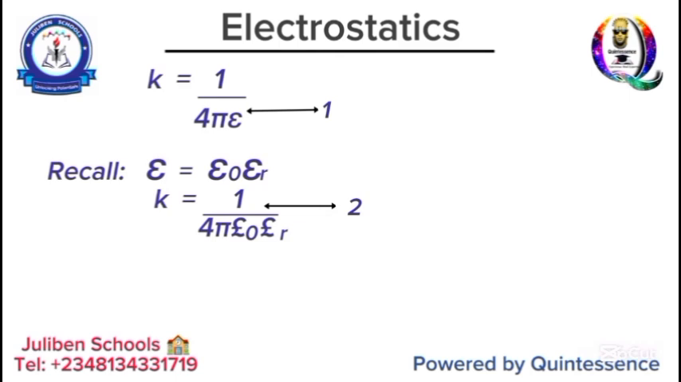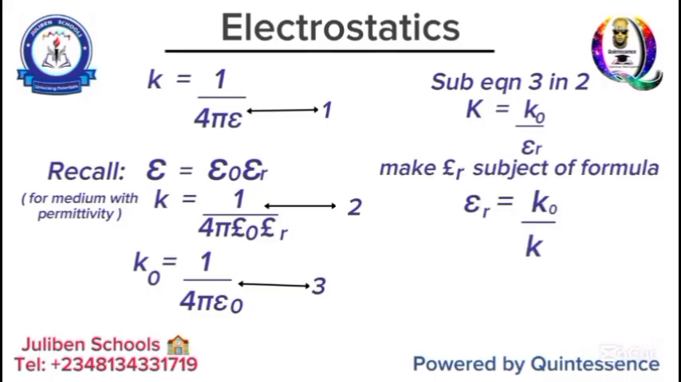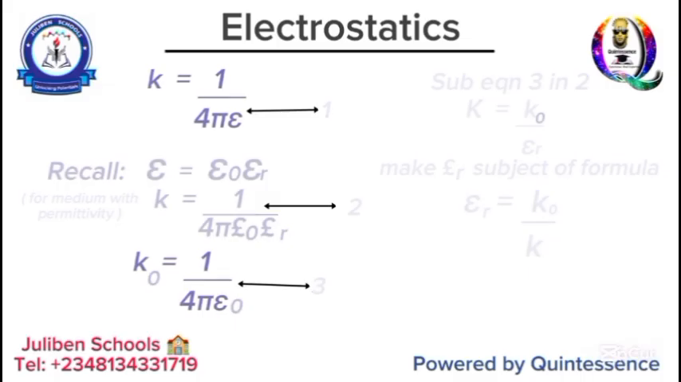In other words, we are now dealing with a medium where there is permittivity. That means your epsilon changes to epsilon naught epsilon R. And if you factor out 1 all over 4 pi epsilon naught, which is K naught, and substitute there, you are going to have epsilon R, making it the subject of the formula, to be the reverse of epsilon over epsilon naught. So that gives you K naught all over K. So that is a relationship between relative permittivity and the constants in Coulomb's law, right? Very, very important parameters that you shouldn't forget. These parameters are very, very key.